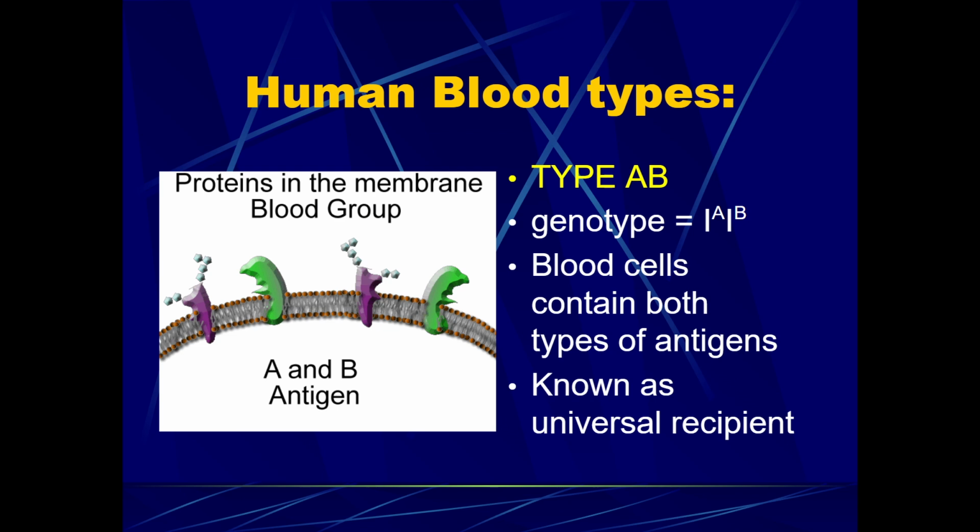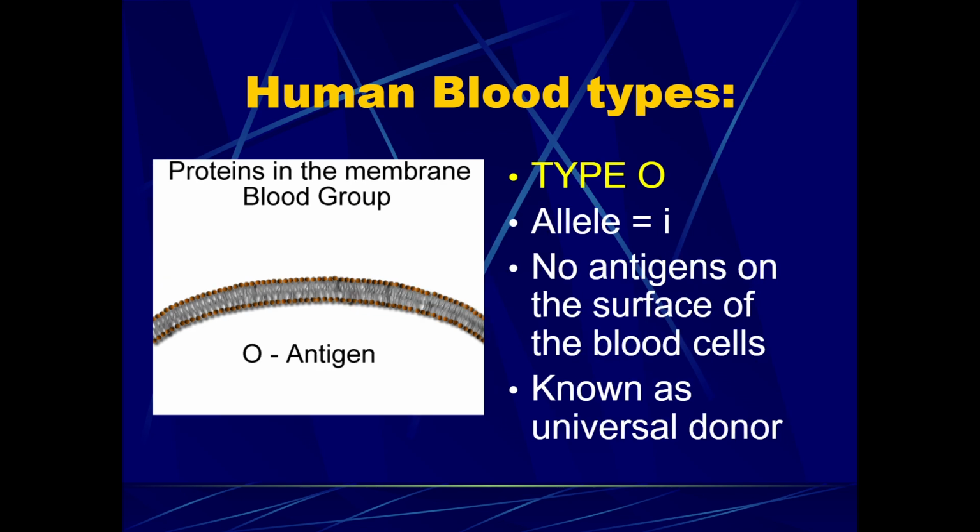If you were type AB, you inherited type A and type B surface proteins. They're both embedded in the cell membrane of your red blood cells. And your genotype is always going to be an A and a B allele, or it would be I superscript A, I superscript B. That's just another way to write type AB blood type.